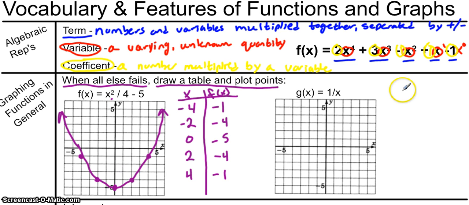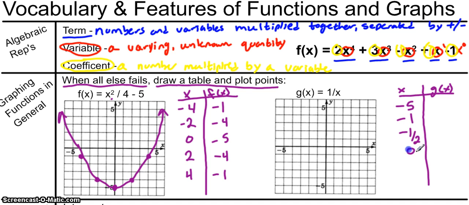Let's try the same thing for this next one. Again, I'll make a quick table of x, and this time we don't have f of x, we have g of x is 1 over x. So g of x is my output. Let's try putting in the values. Let's try -5. Let's try -1. I'm going to put in -0.5, 0, 0.5, +1, and +5 right there.